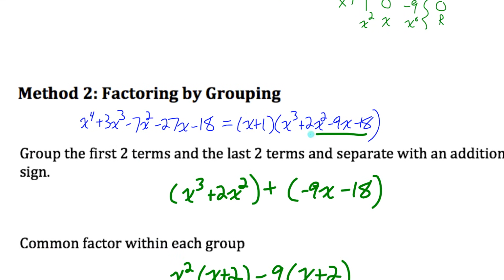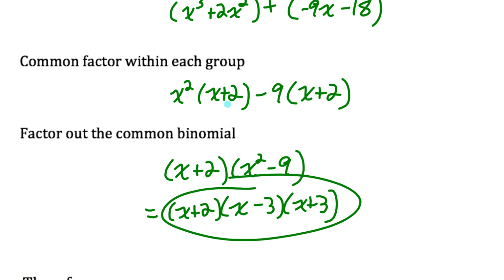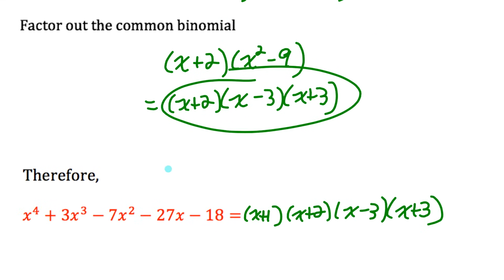If you have 4 terms in a factor, try factoring by grouping. See if it works. Take a common factor from the first 2, take a common factor from the last 2, and see if you get a common binomial. If you do, factoring by grouping works, do that.